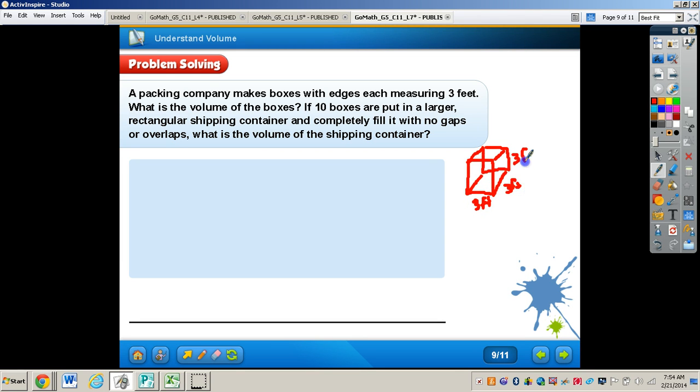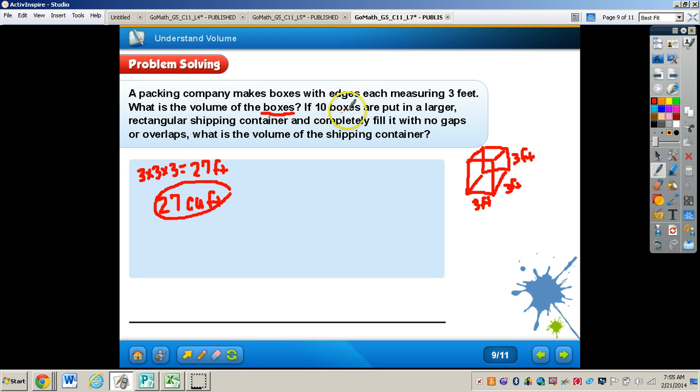Okay, so if that were the case, what we can do is just multiply the length, width, and height. So we'd have 3 times 3 times 3, that's going to give us 27 for the actual measurement, but putting this into terms of volume, this would be 27 cubic feet. So the answer to the first one, what is the volume of the boxes? One box would be 27 cubic feet.